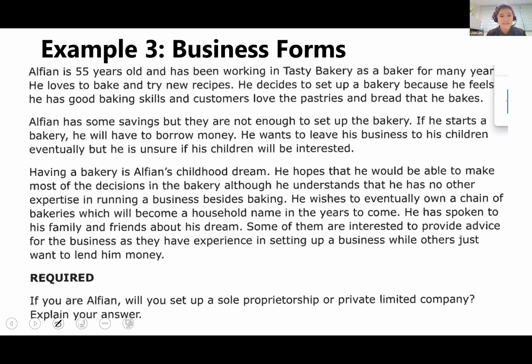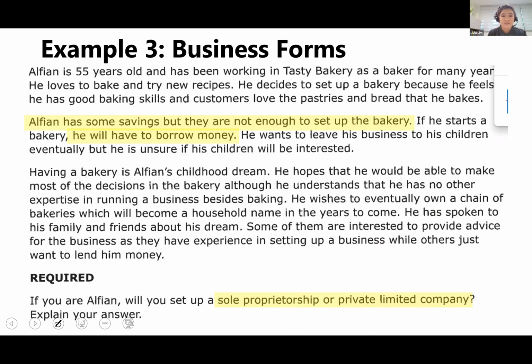So Alfan is 55 years old and he has been working as a baker and he decides that he wants to set up his own bakery. Now, the question asks you, if you are Alfan, will you set up a sole proprietorship or will you set up your business as a private limited company? So some information in the question tells you that Alfan has savings, but they're not enough to set up the bakery. And it also tells you that he has to borrow some money because of not enough savings. All right, so you can use this to make a decision.